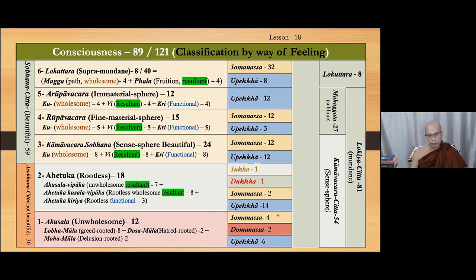So all of them are analyzed by way of feelings, because feeling is one of the universal mental factors, sabbacittasadharana cetasika. So feelings accompany all consciousness. That's why the analysis by way of feeling is very useful. So here you can see only in the ahetuka consciousness, sukha and dukkha. Then domanassa is only in the unwholesome consciousness. And the other, upekkha, equanimity, and somanassa, you can find in every group, every type of consciousness.